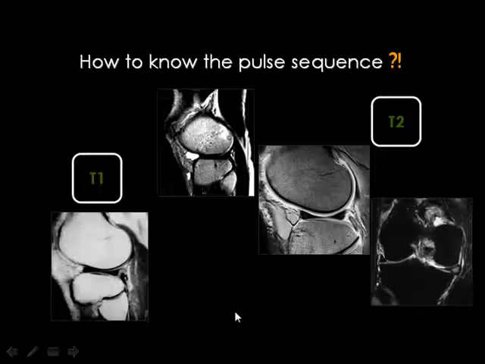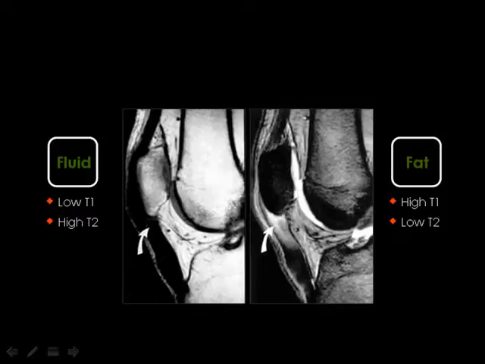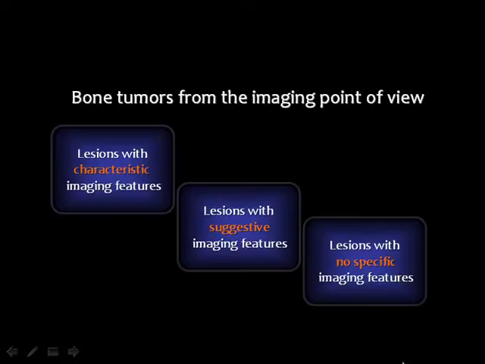Then how to know the pulse sequence? The pulse sequence is known by the appearance of the fat. The fat is bright in the T1 and less bright in the T2, less bright in the gradient image or T2 star, and very dark in the STIR image. Then the fluid is of low signal in the T1, high signal in the T2, like the fluid in the articular cartilage of the patella and the femur, which is of low signal in the T1 and high signal in the T2. The fat is the opposite of the fluid. The fat is bright in the T1 and dark in the T2.